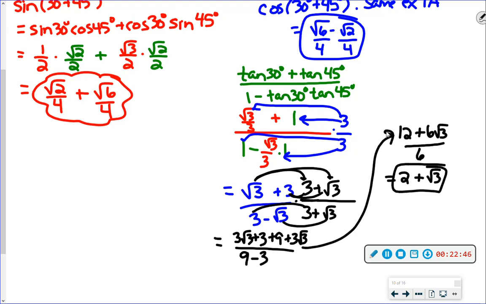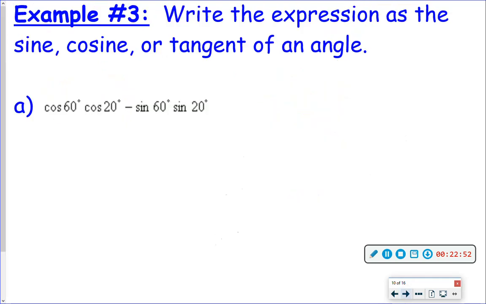Okay, we made it. I promise you the last example, example 3, the next one, easier. All right, so I promise you these last couple of problems are easier. You got through the hard stuff. So find the exact values, write the expression as sine, cos, or tan of an angle. So pretty much we're matching it up to which formula this looks like. Does this look like sine of a sum, cos of a sum, etc.? So I see we have cos, cos minus sine, sine.